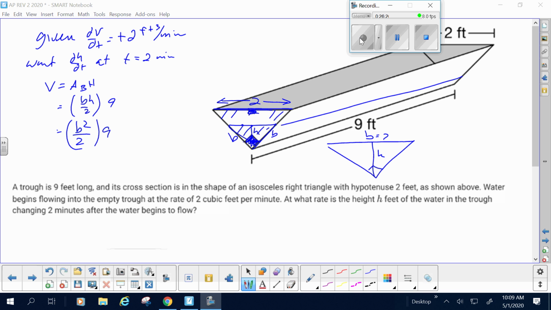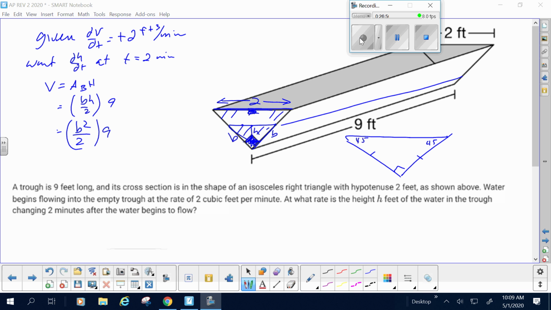But again, the whole question is, how's the height changing? So we need to relate the height to the base and make it all h, right? So let's look at a little bigger case here. This is a right triangle, and these are the same. So that makes these the same.